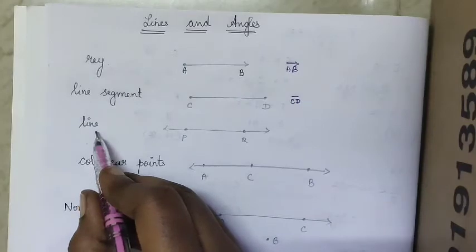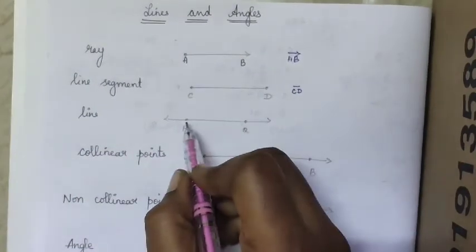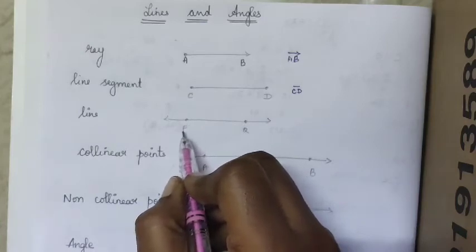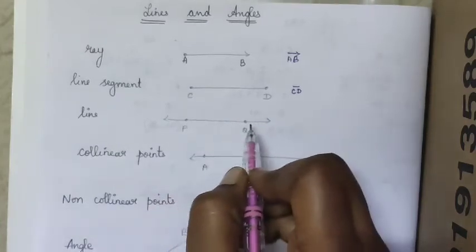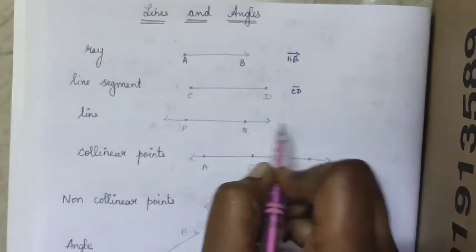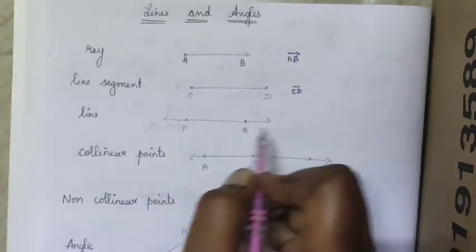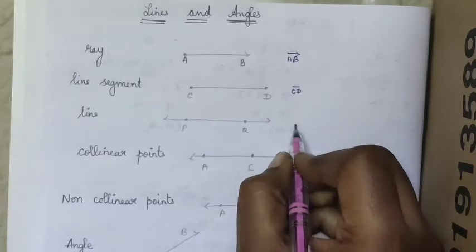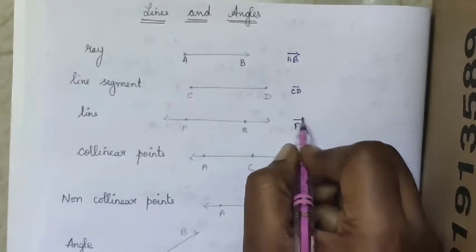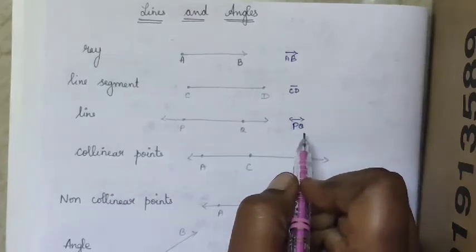Now next is line. Here line means two end points are there, in between that we have the PQ, that is line segment. In that line segment we have the extension here. This arrow indicates that it keeps on extending, so both the sides it keeps on extending there. That is the meaning of line here. This we have to represent as PQ with the symbol. All these things we have learned in class 6 itself.